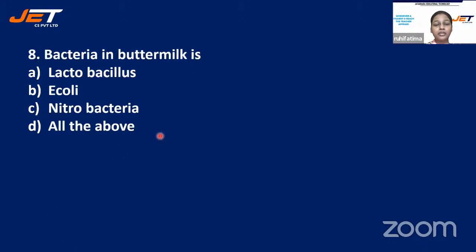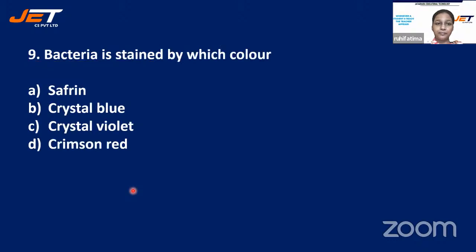Bacteria in buttermilk is lactobacillus, E. coli, nitrobacteria, or all the above? Buttermilk. Come on, students, your time is running. Many responses I can see in the chat box, but I want more. All right, students, time's up, and the correct answer is lactobacillus. Lactobacillus is also responsible for converting the milk into curd.